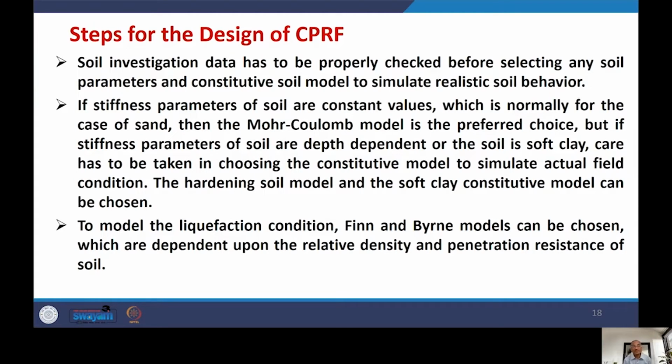In case of modeling the liquefaction condition, the Finn and UBCSAND models can be chosen, which are dependent upon the relative density and penetration resistance of the soil.